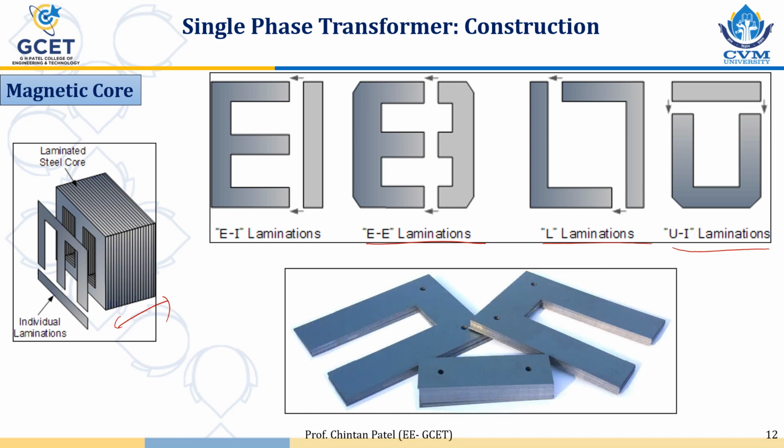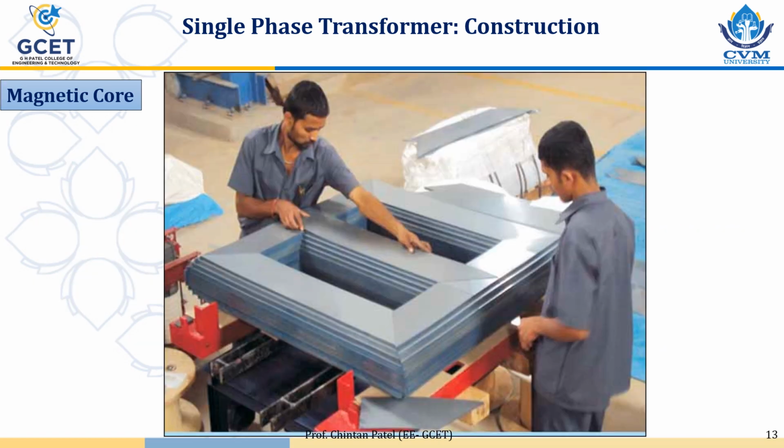A few other examples are shown, U type and I type. So this is magnetic core. Here a photo shows the manufacturing of core or assembling of the core with the help of number of laminations.